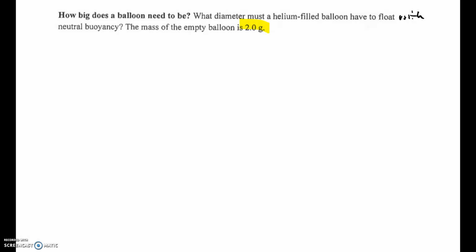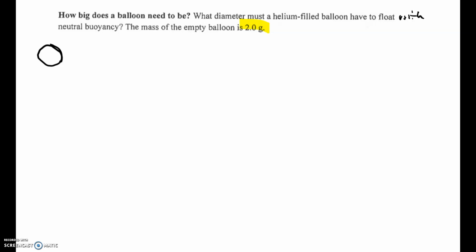So getting started here, we've got a balloon. That's not a very good balloon. All right, there's my balloon. What's really nice about this balloon is it's perfectly spherical. That's the great thing about physics. We deal with ideal shapes. So we have a perfectly spherical balloon.